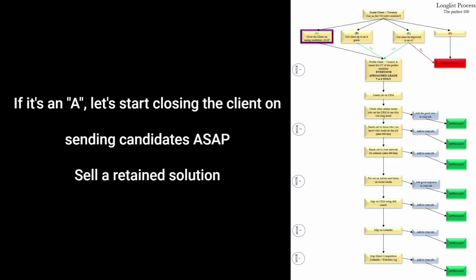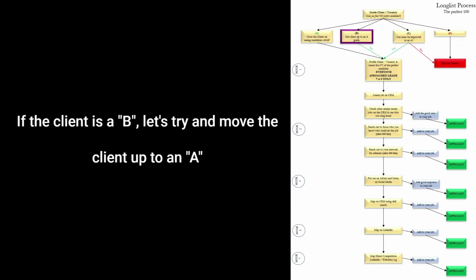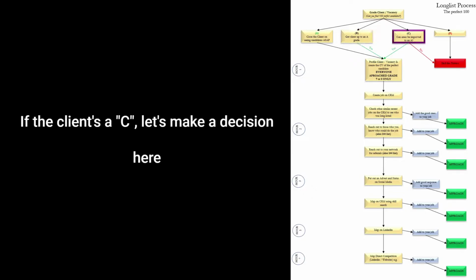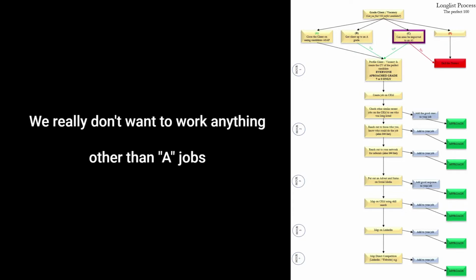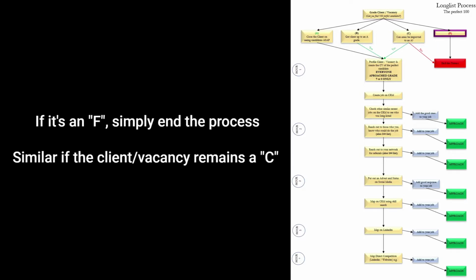So first of all, grade the client and the vacancy. If it's an A, let's start closing the client on sending candidates ASAP. Maybe sell a retain solution, something like that. If the client is a B, let's move the client up to an A. If the client's a C, let's make a decision here. Can they become an A, or do we just not work it? Because we really don't want to work anything other than A jobs. If it's an F, simple, end the process.